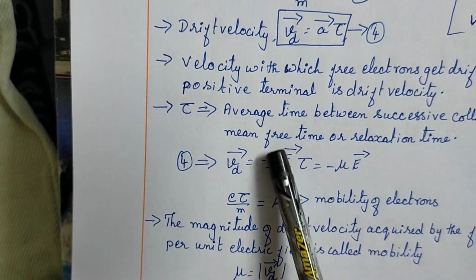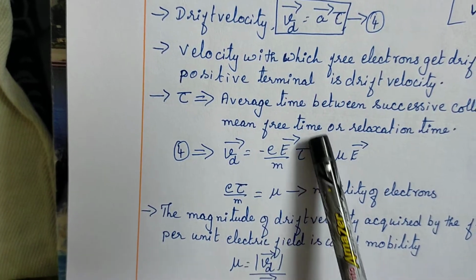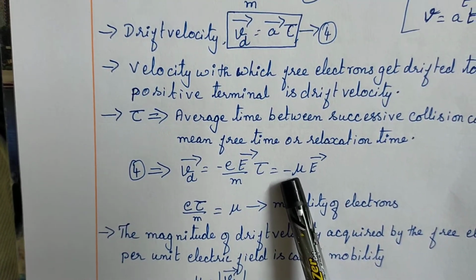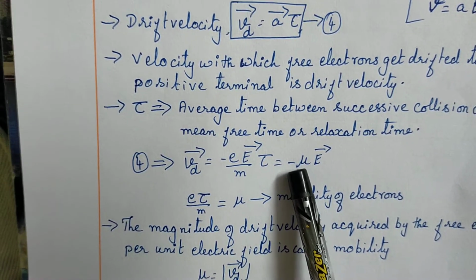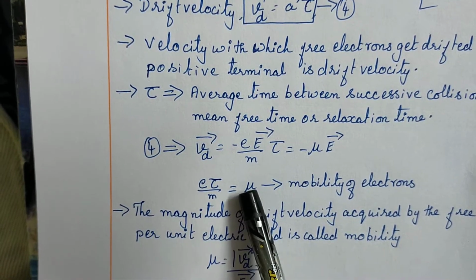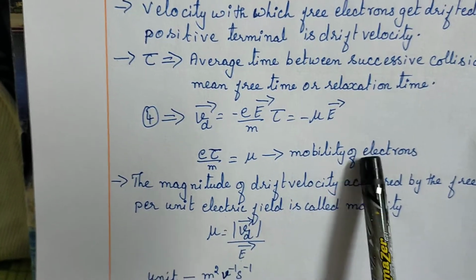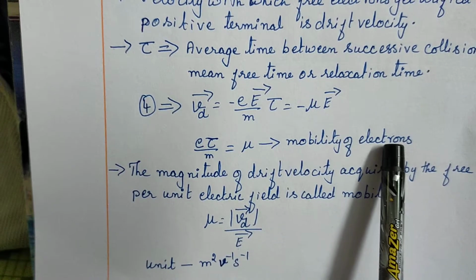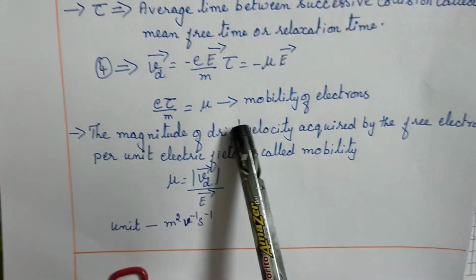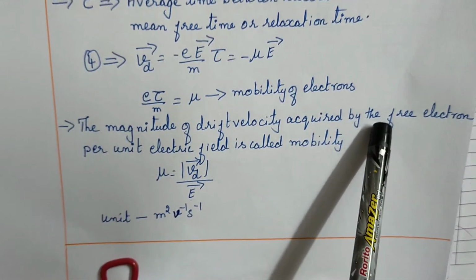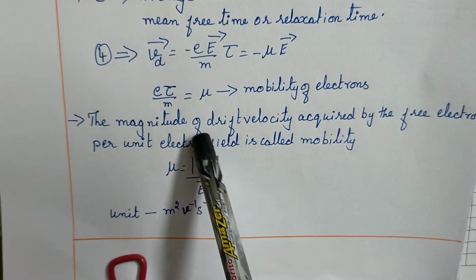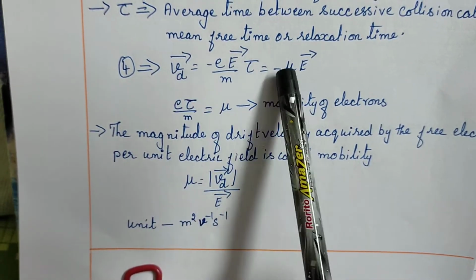This E vector is the electric field. The other three quantities, e tau by m, taken together we call mu, which is called the mobility of electrons. So this mobility of electrons is nothing but the magnitude of drift velocity acquired by a free electron per unit electric field, that is, drift velocity by electric field.